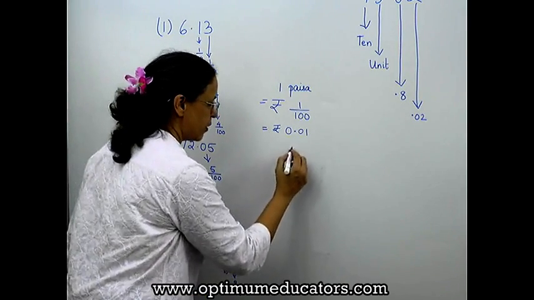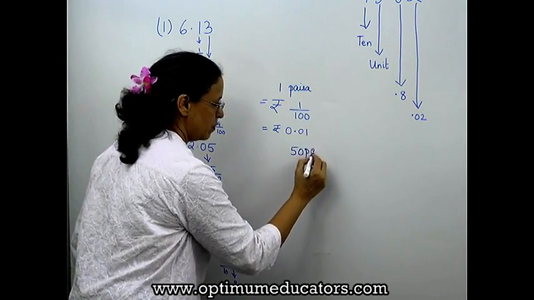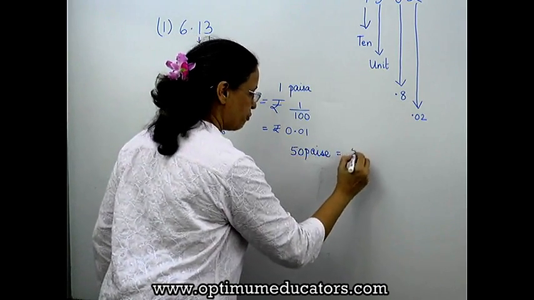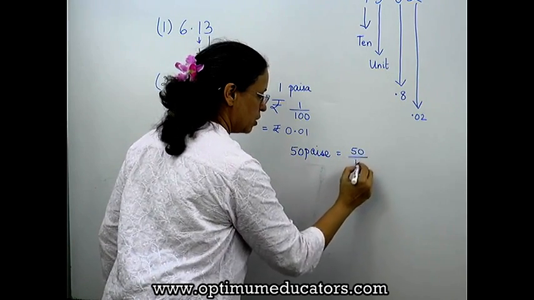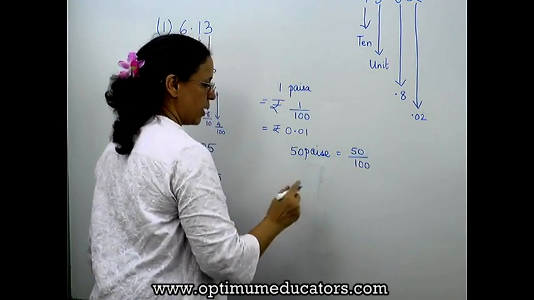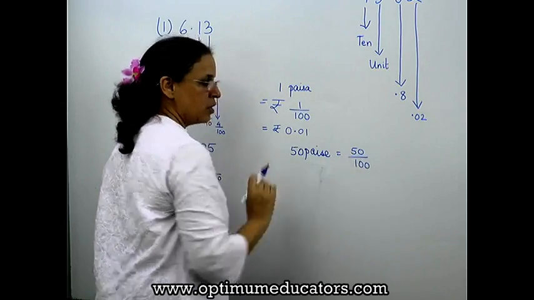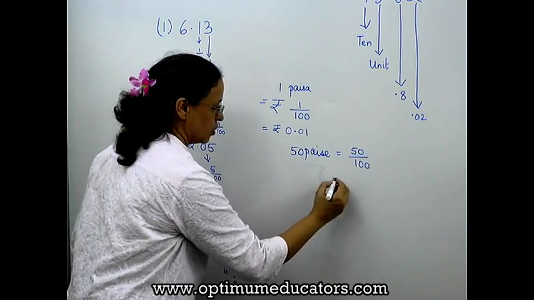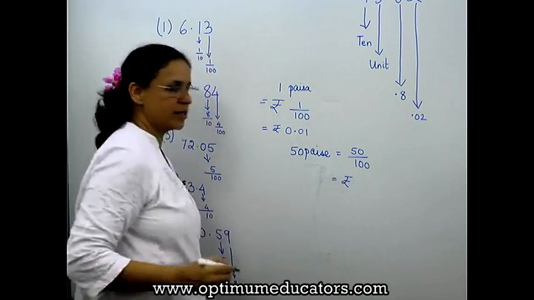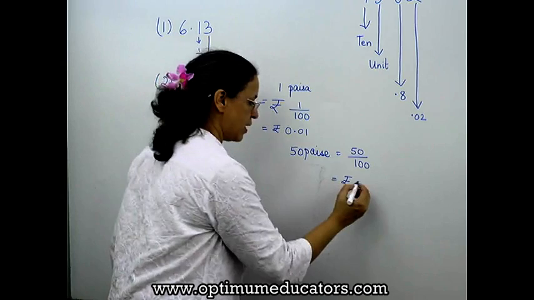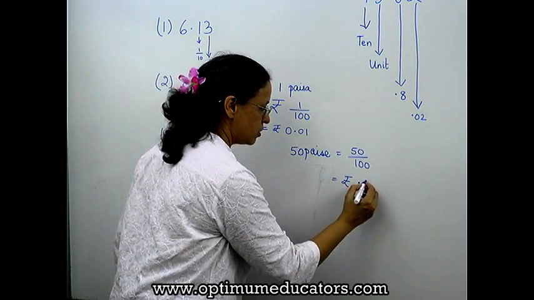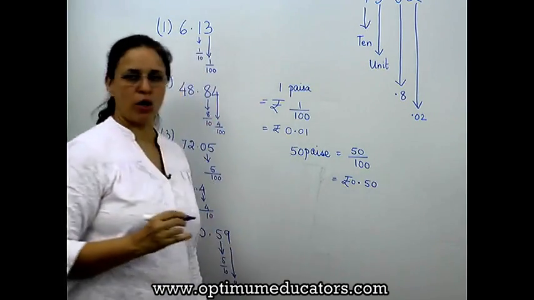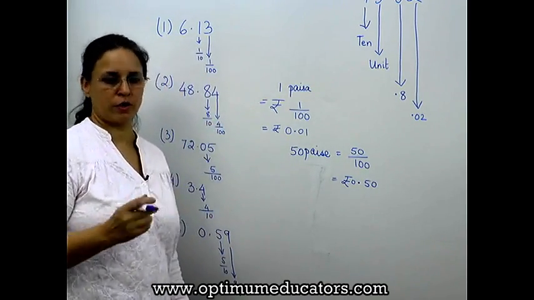If I write 50 paise is equal to 50 upon 100. So that means out of 100 I have taken 50. But if I have to write it in rupee form, how will I write it? I will write it as rupee 0.50. Here we can also put a 0, 0.50.